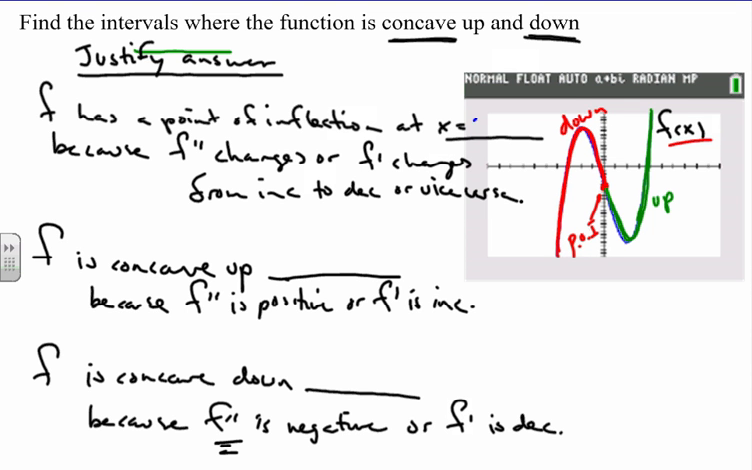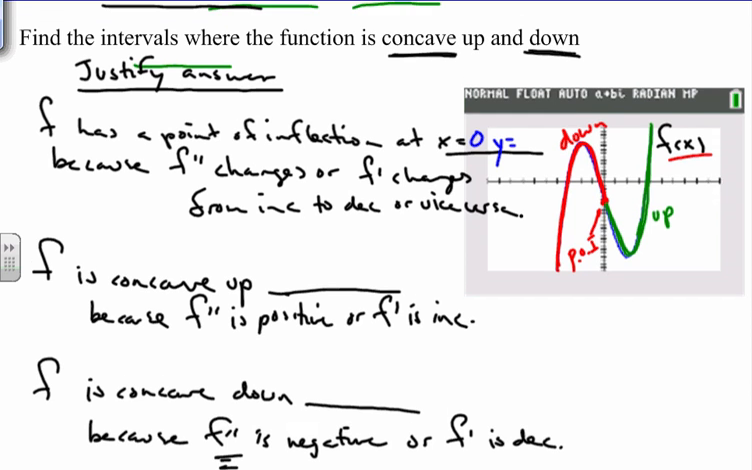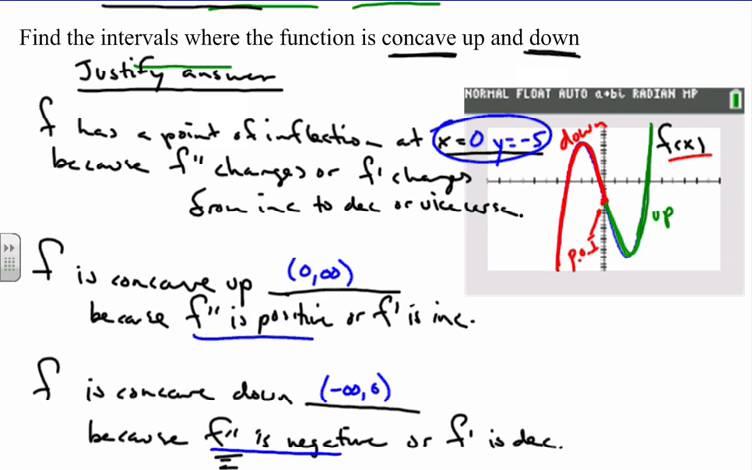So when x equals 0, y is going to equal, plugging that into our function, negative 5. That's our point of inflection. We know it's going to be concave up from 0 to infinity, because that's when f double prime was positive, and concave down from negative infinity to 0, because that's when f double prime was negative. Well, that was kind of an easy one.